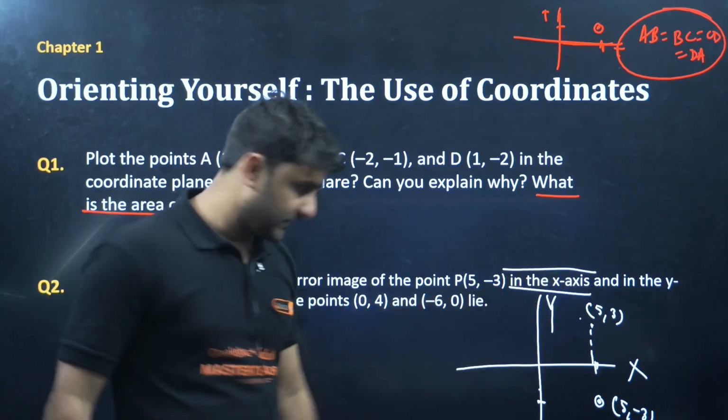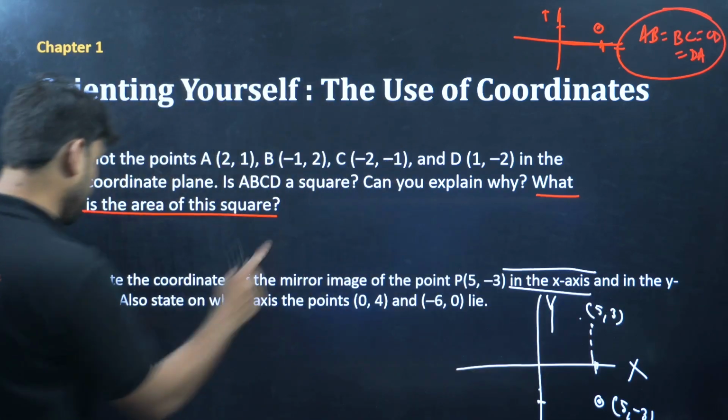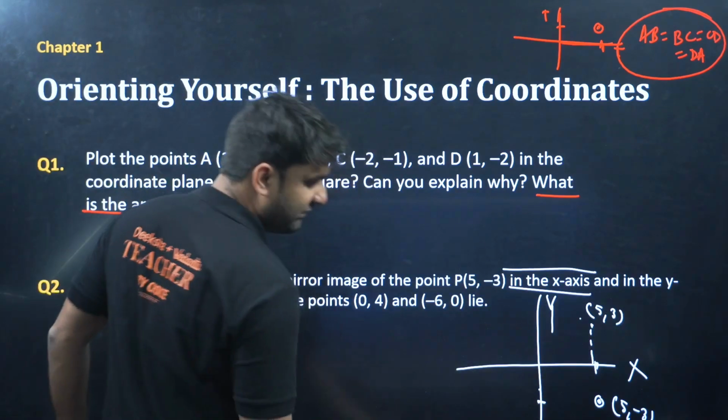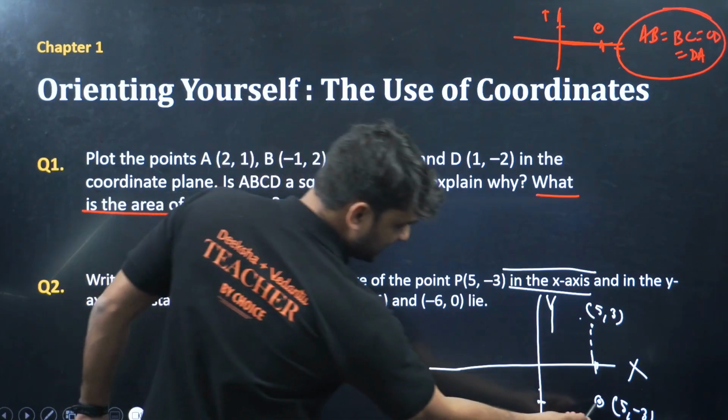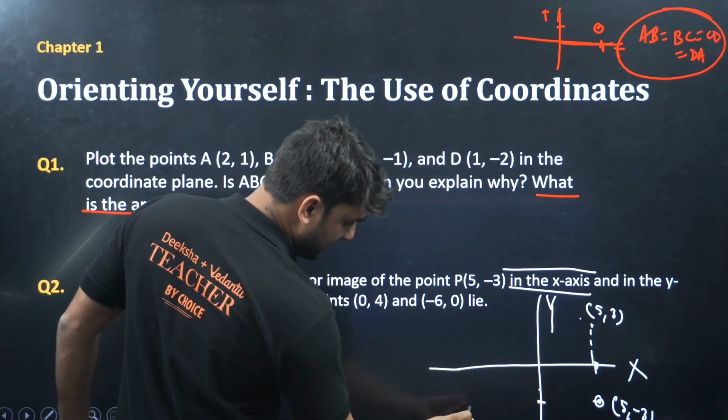Along which axis? Okay, and along the y-axis also. So in the y-axis, what will be the mirror image? Listen, champion. This distance is 5, so this distance will be 5 here.